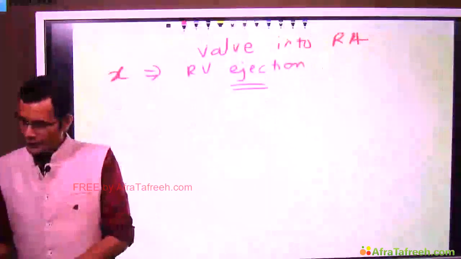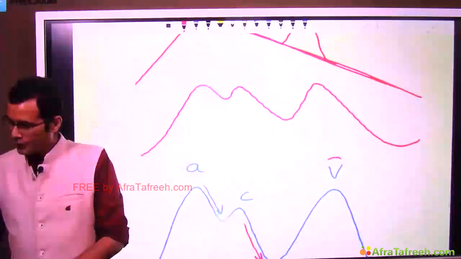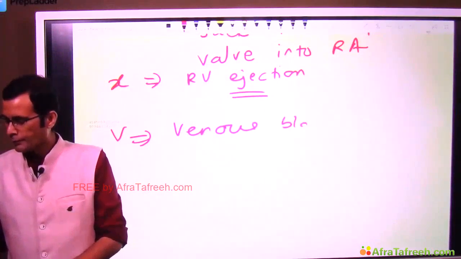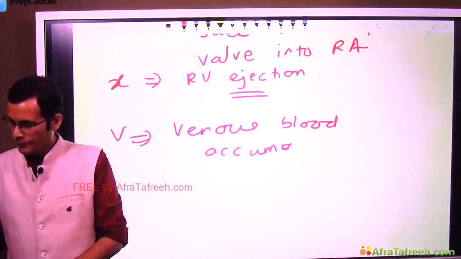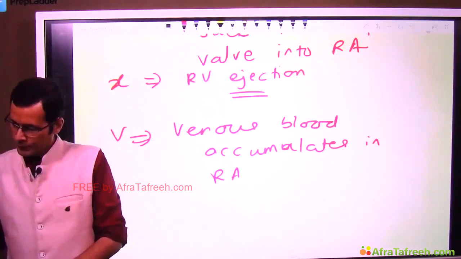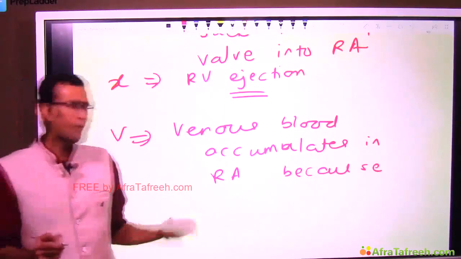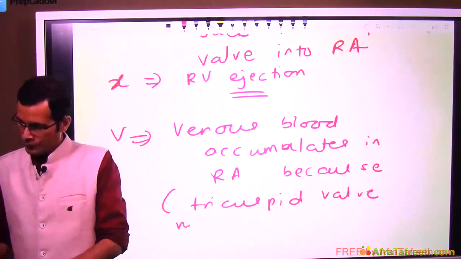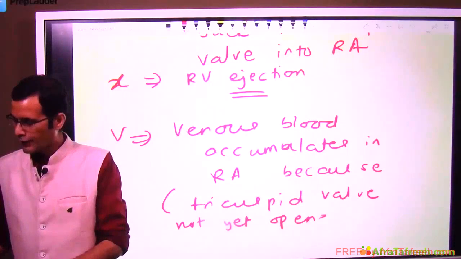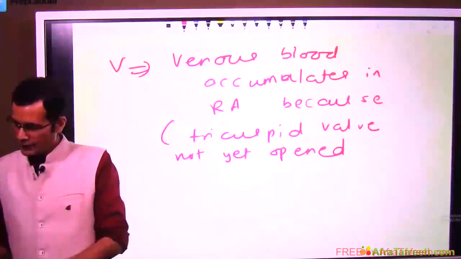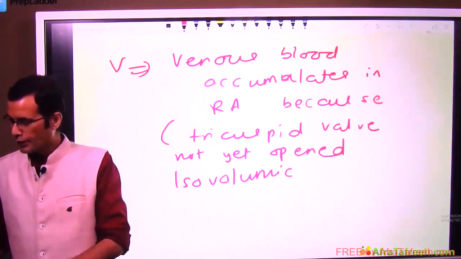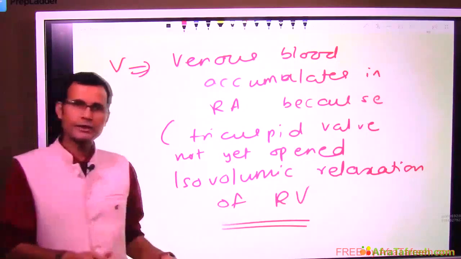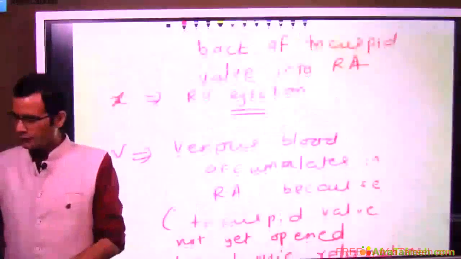So the next upstroke, next rise of pressure, V wave, it's because of the fact that venous blood accumulates in the right atrium because of the fact that tricuspid valve has not yet opened. So filling cannot start, blood cannot go from right atrium to right ventricle, as it is the isovolumic relaxation of the ventricle, or to be more precise, right ventricle. In this case, we are talking of right side of the heart. Okay, so that was the V wave.